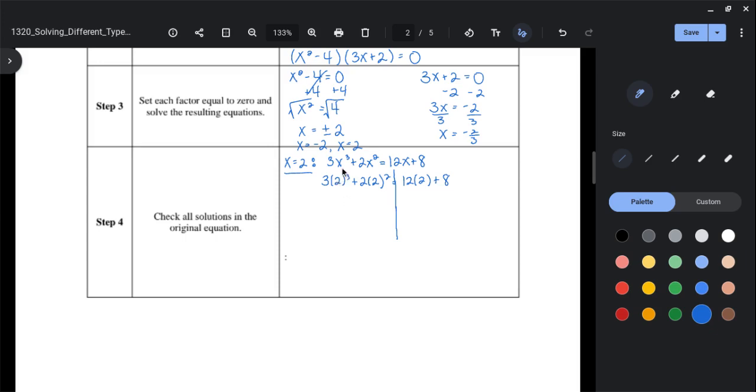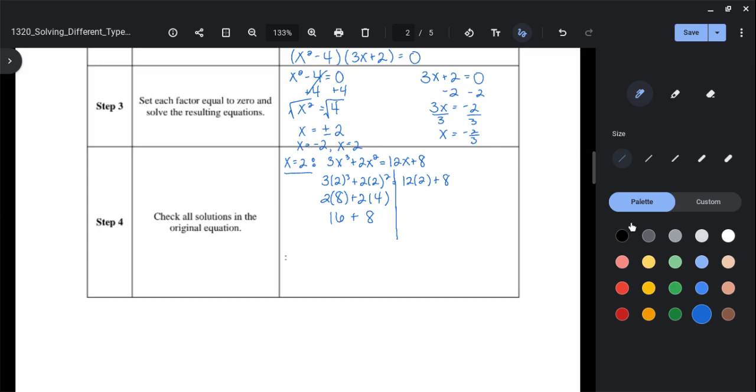So first thing, I'm going to do the exponents. So 2 cubed is 8. And 2 squared is 4. Then I'm going to do my multiplication. Again, we're using order of operations. So multiplication comes before addition. 2 times 8 is 16, and 2 times 4 is 8. And then we have 16 plus 8.